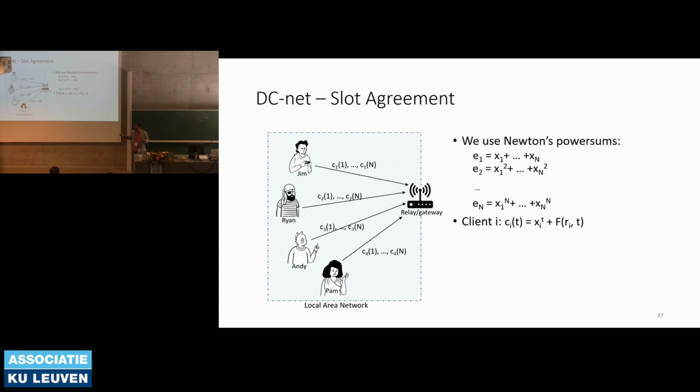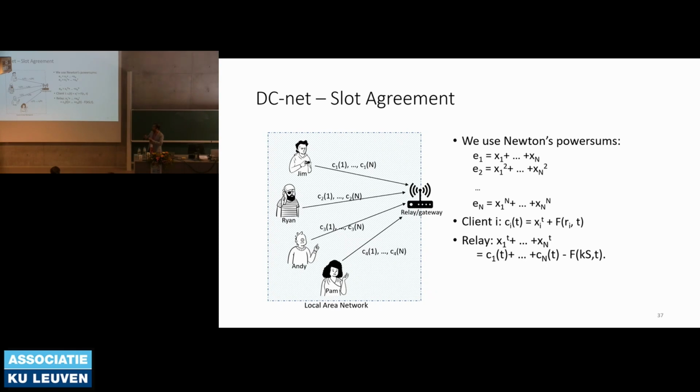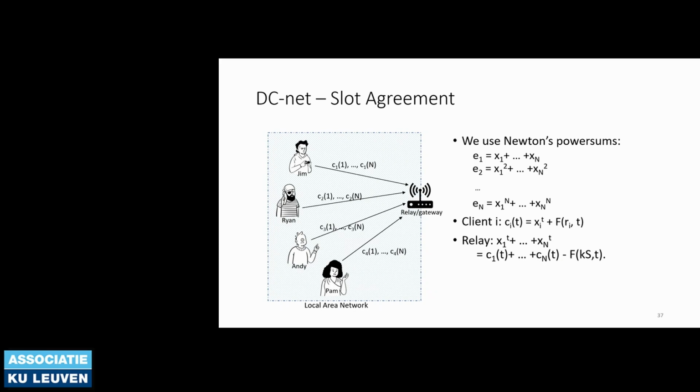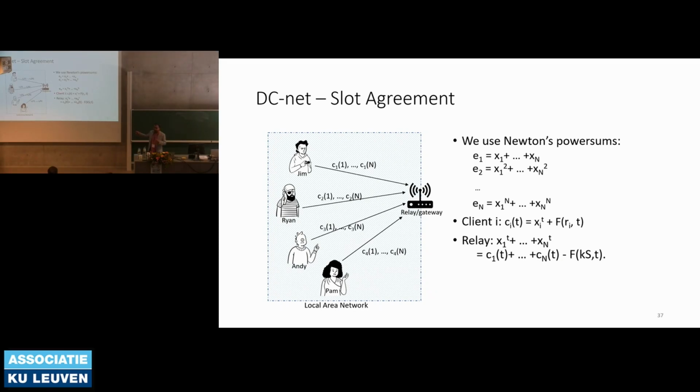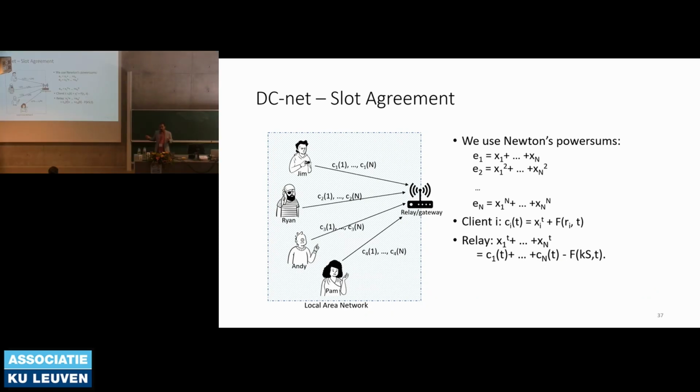Everyone is sending messages in every round. And the relay, for one slot, has received messages from n different users. The relay will just add them. And then the relay can actually retrieve the equation for that slot. And for n slots, the relay can get n equations. And that will basically give the equation system. And then the relay can solve this equation system and can retrieve all the messages. That means we solve both the key agreement and slot agreement.